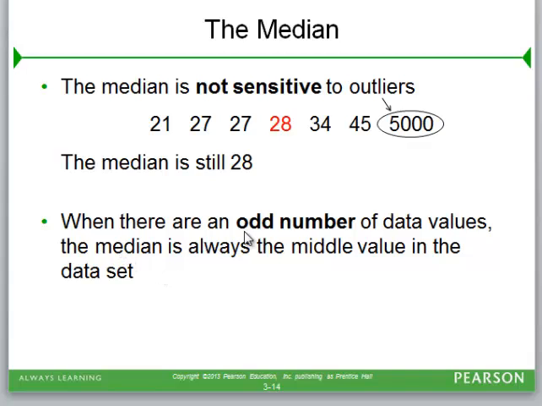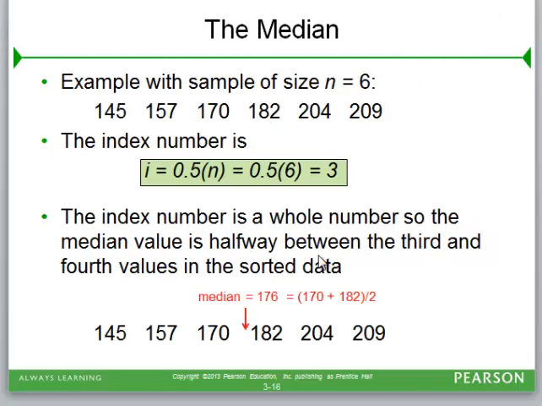When there is an odd number of data values, the median is always the middle value in the data set. When there is an even number of data values, the median is always the mean of the middle two values. For example, there are 6 data values here, so the median is the average of the middle two values. So it is 170 plus 182 divided by 2. The mean of these two is 176.